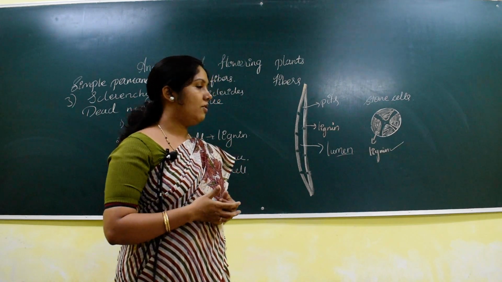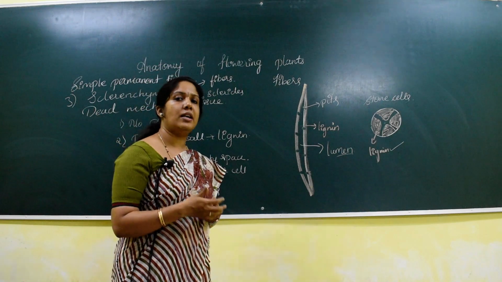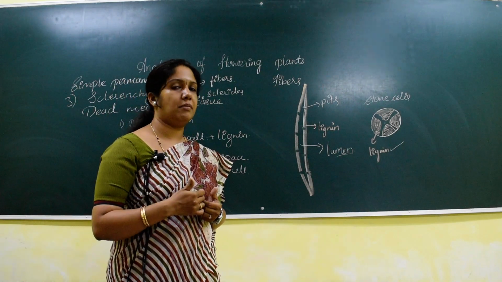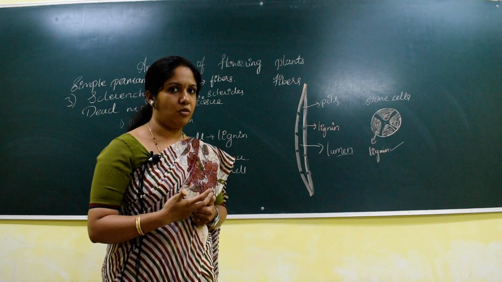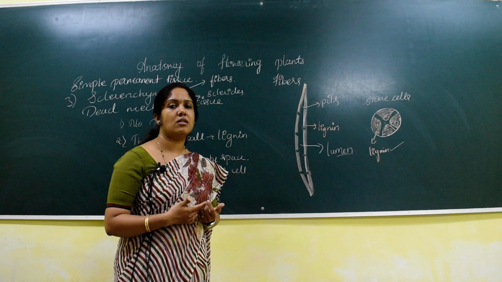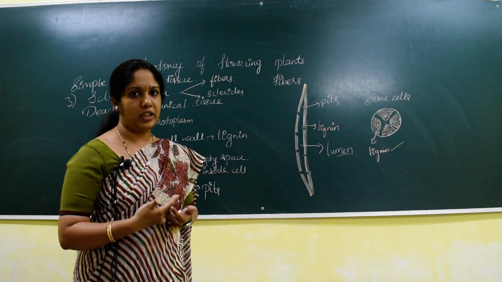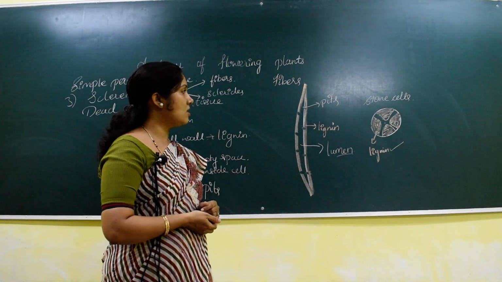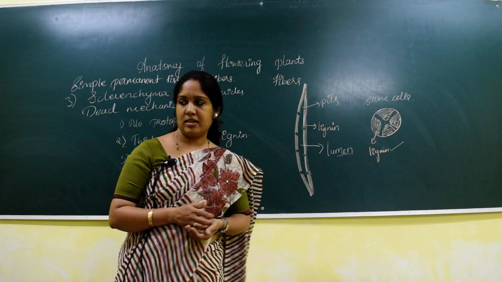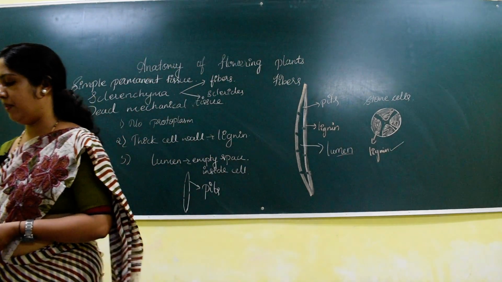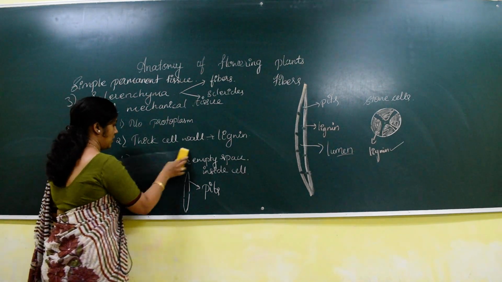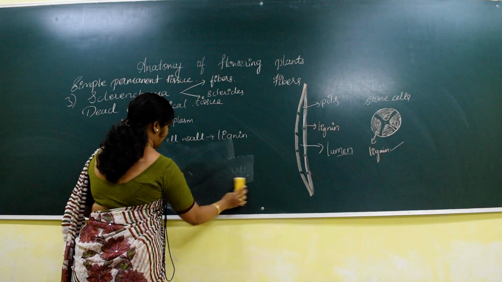Understood? So what is the function of the sclerenchyma? It provides protection, it provides rigidity, as well as mechanical support. So rigidity, mechanical support, as well as protection. Understood? So this is about the sclerenchyma fibers as well as sclerites. So now next we'll move up with the complex permanent tissue.